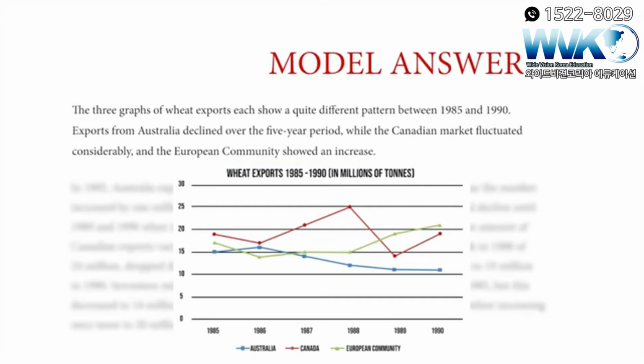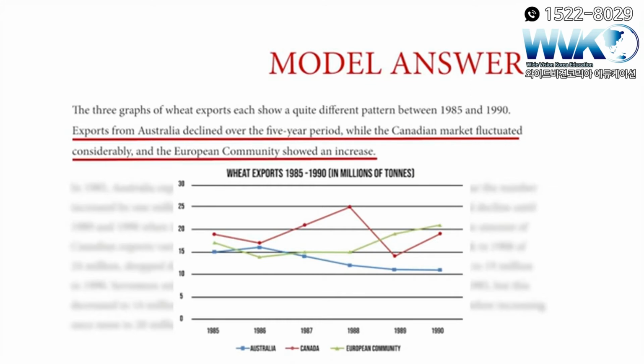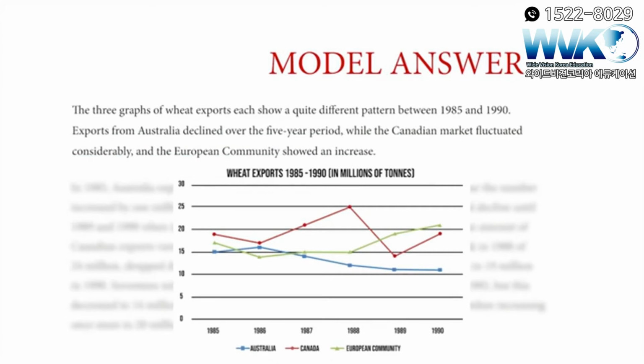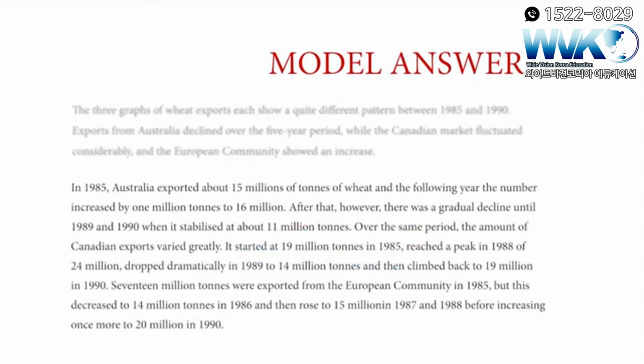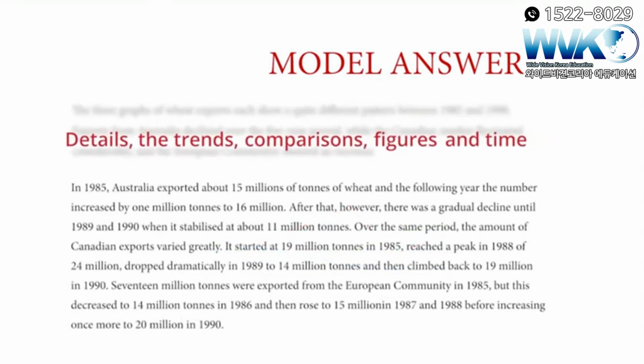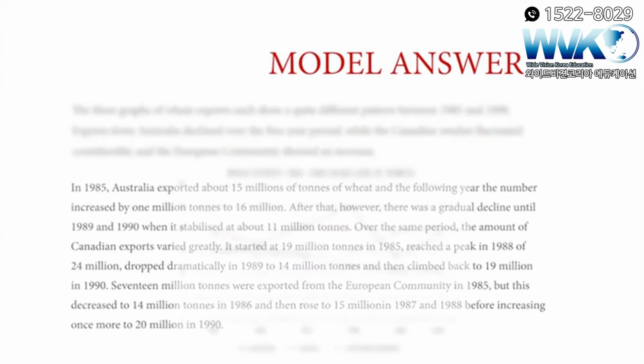Let's read it together. Exports from Australia declined over the 5 year period, while the Canadian market fluctuated considerably and the European Community showed an increase. So basically, the overview is that simple. The last paragraph or paragraphs will show you the details, the trends and comparisons, figures and time.